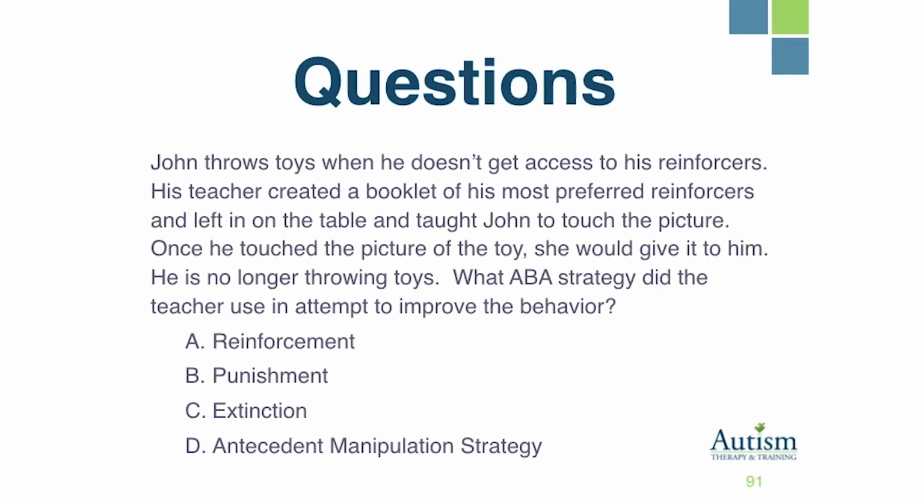John throws toys when he doesn't get access to his reinforcers. His teacher created a booklet of his most preferred reinforcers and left it on the table and taught John to touch the picture. Once he touched the picture of the toy, she would give it to him. He is no longer throwing toys.